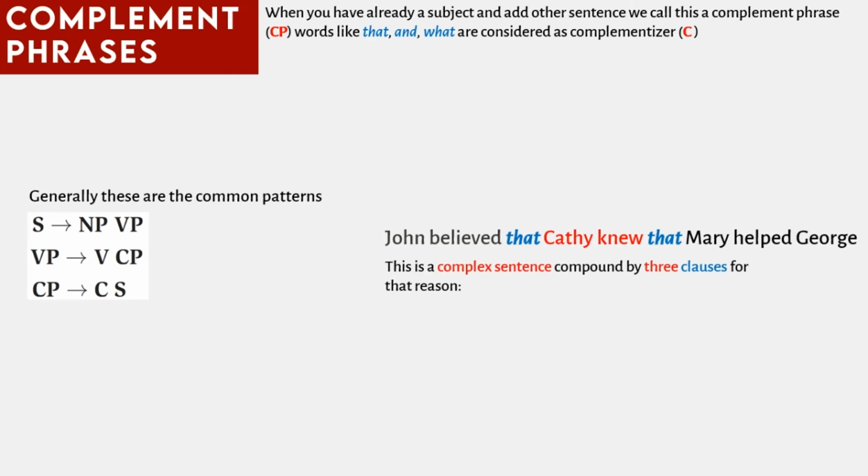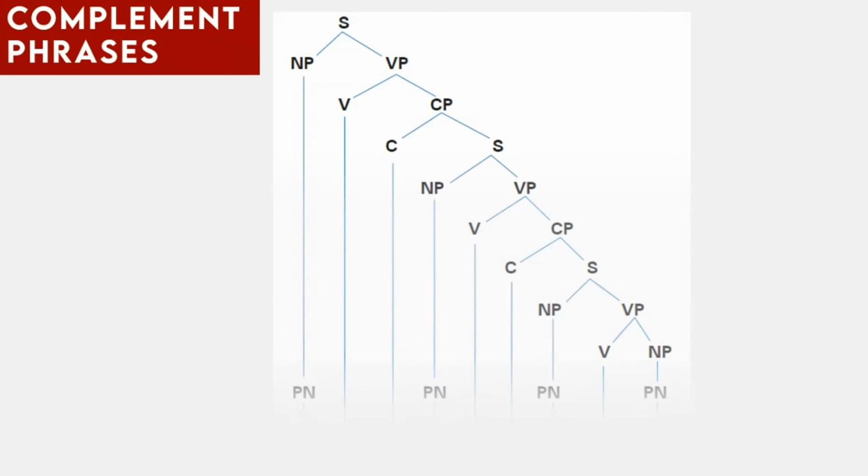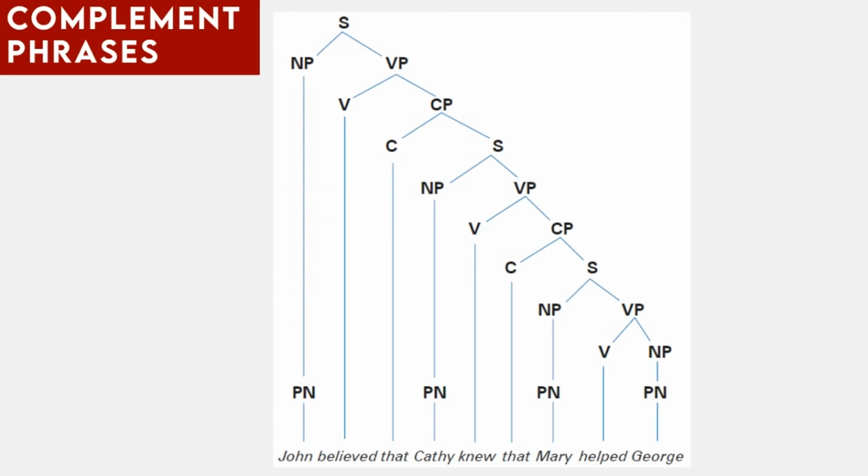And for that reason, because it's composed of three clauses, we need to create this tree diagram. It's really a lot of lines and information, but if we analyze it carefully, it's easy to resolve. For example, we begin with the first: John believed that. John, what is John? It's a noun phrase, okay, but it's a proper noun, John. Then we have a verb phrase composed of the verb believed, that.